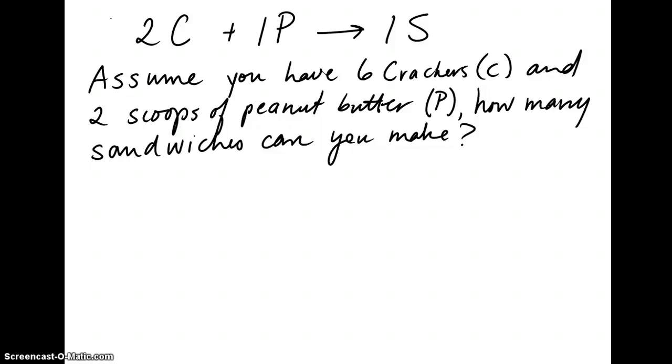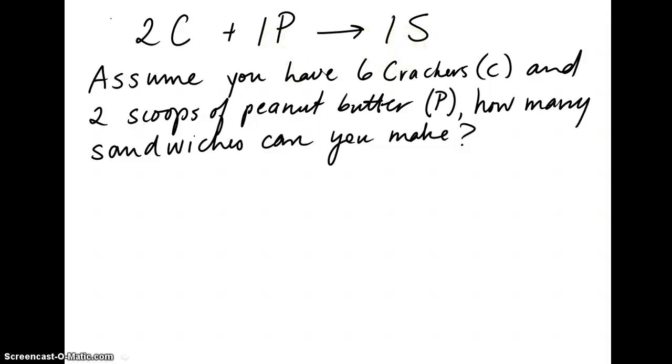This lecture is going to be about limiting reactants. And limiting reactants is more or less talking about when you're given a recipe, what will run out first? And based on what will run out first, how much can you make of something? So for example, one of the things we've been using in class is the example of making a sandwich. So we have 2 crackers plus 1 scoop of peanut butter makes 1 sandwich.